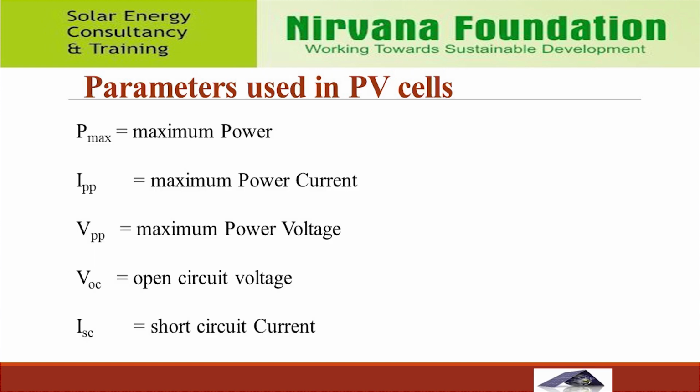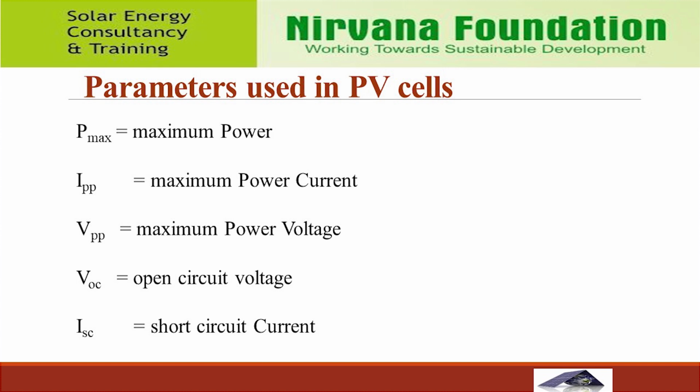Parameters used in PV cells. Maximum power. Maximum power is peak power generated by the PV panel. Maximum power current. The current at which maximum power is produced by a solar panel is called maximum power current. Maximum power voltage. Voltage at maximum power is the voltage at which maximum power is available from a photovoltaic module. Most solar panel manufacturers will specify the panel voltage at maximum power. This voltage is typically around 70 to 80% of the panel's open circuit voltage.